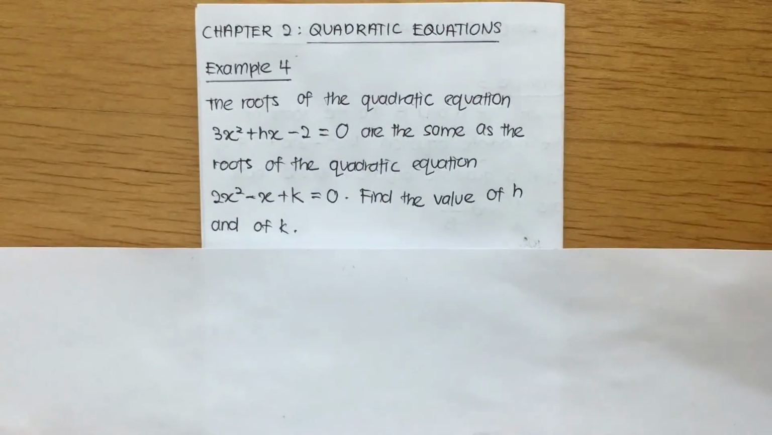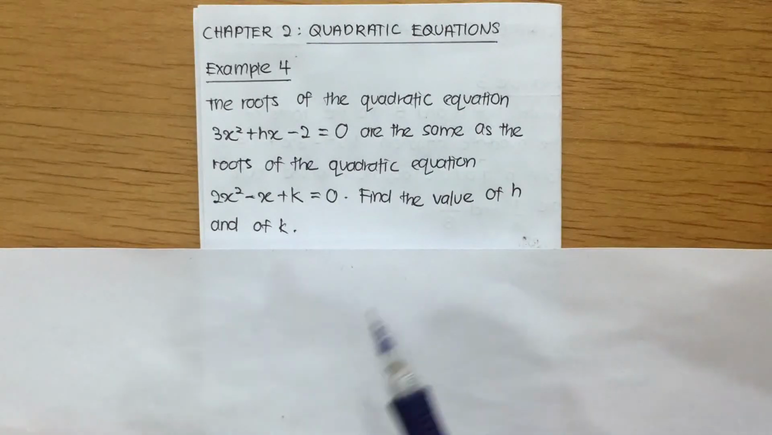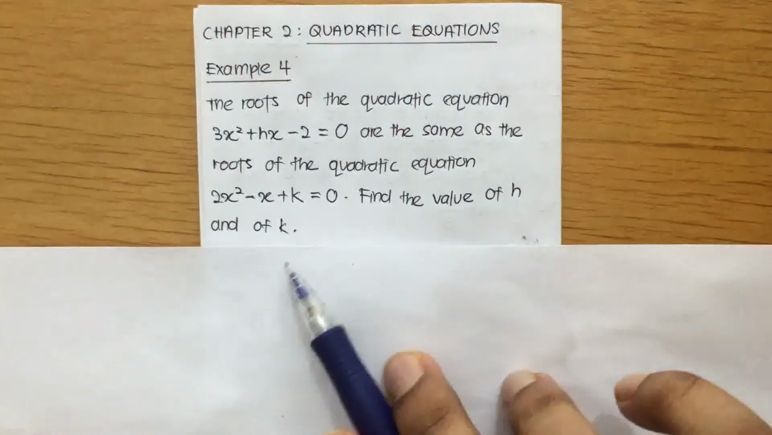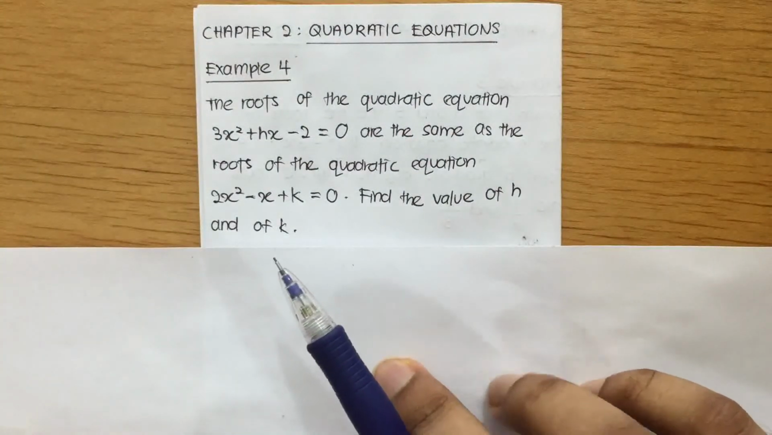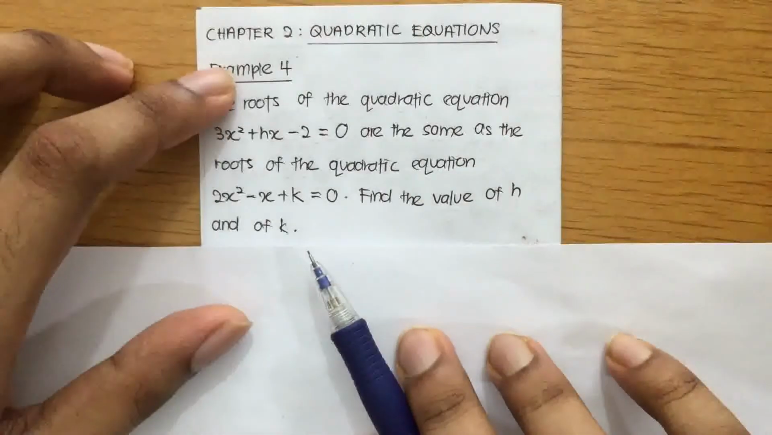Okay, welcome back. Now we're going to discuss chapter 2 quadratic equation example 4. Let me read the question now. The roots of the quadratic equation 3x squared plus hx minus 2 equals to 0 are the same as the roots of the quadratic equation 2x squared minus x plus k equals to 0. So the question asks to find the value of h and of k. Alright guys, so let us start to discuss the solution for this question, example 4.